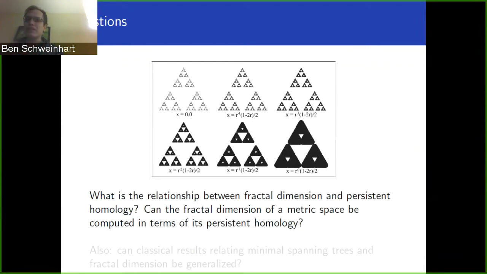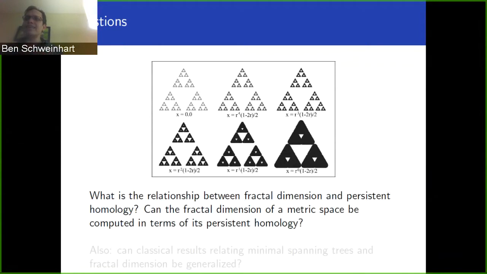In particular, we seek to address whether the fractal dimension of a metric space can be computed in terms of its persistent homology. So we'll be looking at a particular notion of fractal dimension, the upper box dimension. I will define that later in the talk.